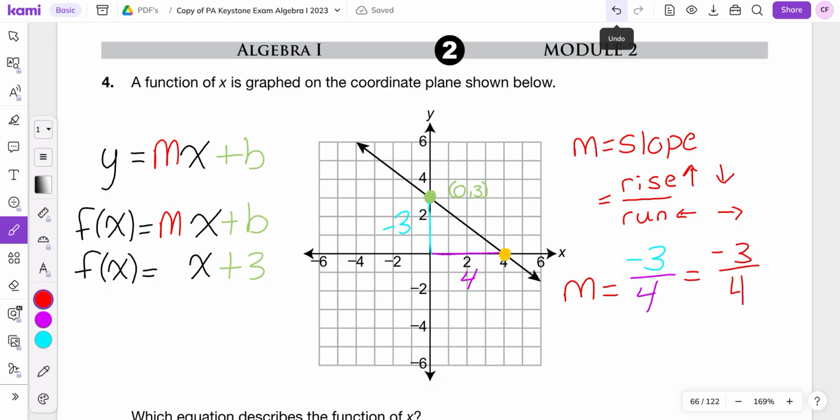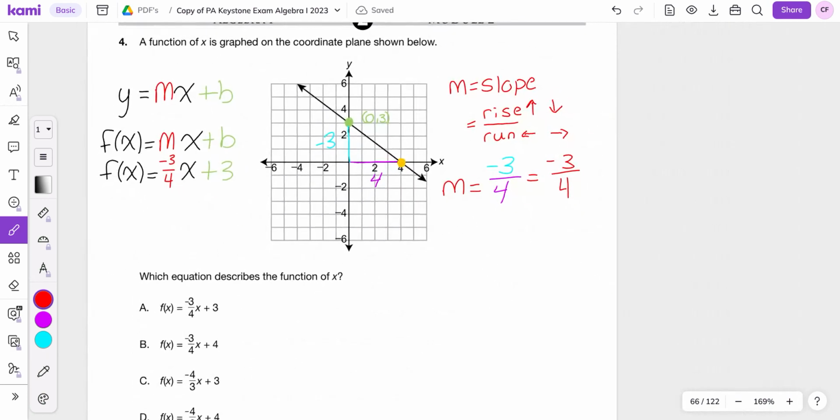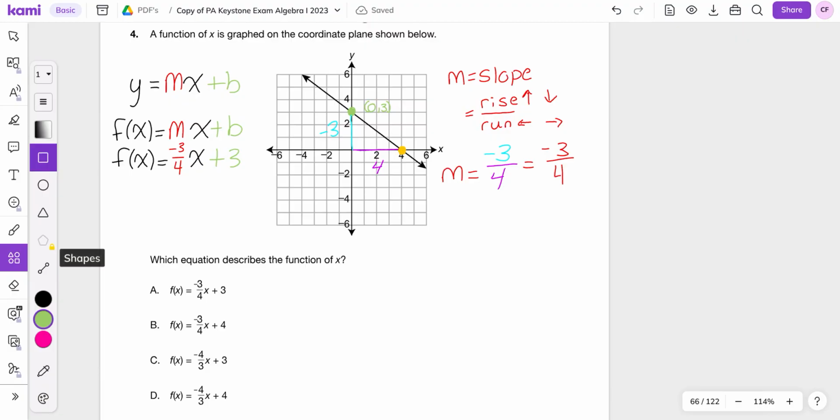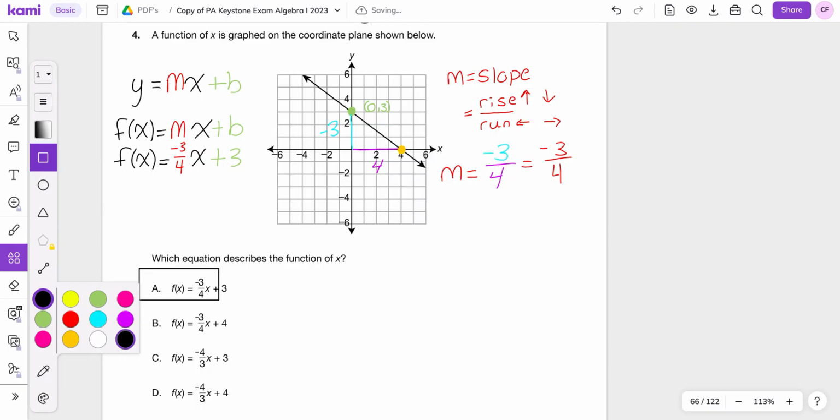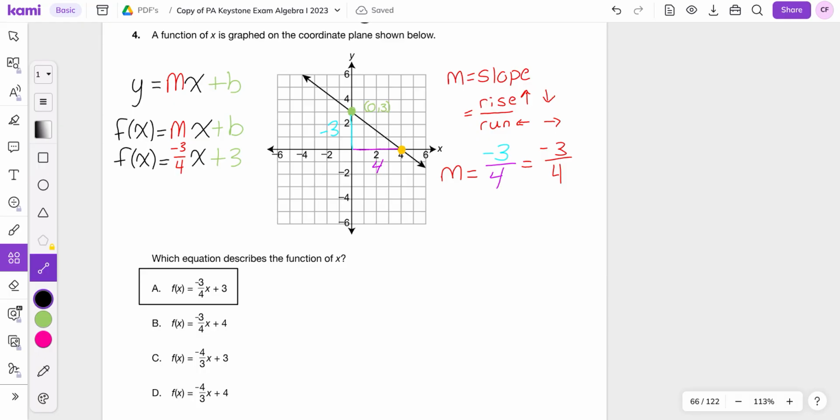Putting this all together now, my answer is going to be f of x equals negative 3 over 4 x plus 3. I'm going to match this to our multiple choice option. And the correct multiple choice option is this one right here in option choice A. Notice that all answer choices did have negative slopes. We should have been easily able to eliminate options B and D since their y-intercepts were at a 4 and not a 3.